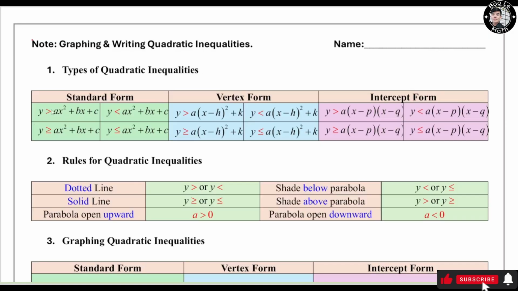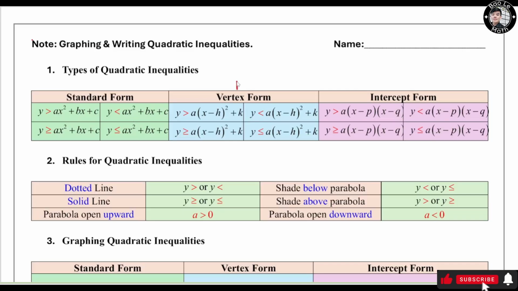In standard form you have y greater than ax squared plus bx plus c, y less than ax squared plus bx plus c, y greater than or equal to ax squared plus bx plus c, and y less than or equal to ax squared plus bx plus c. The vertex form is y greater than a times (x minus h) squared plus k, and the other forms are similar to standard form. And intercept form is y greater than a times (x minus p) times (x minus q), and the rest should be similar to the standard form.